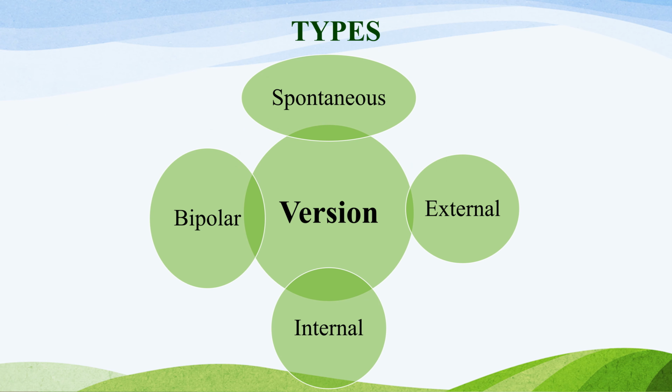There are four types of version. One is spontaneous, then external, internal, and bipolar. So the spontaneous version is the process which occurs naturally or spontaneously.